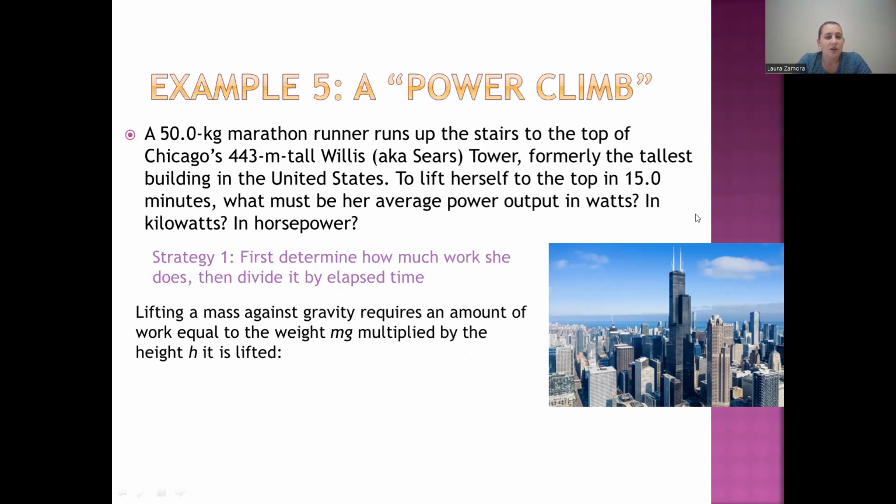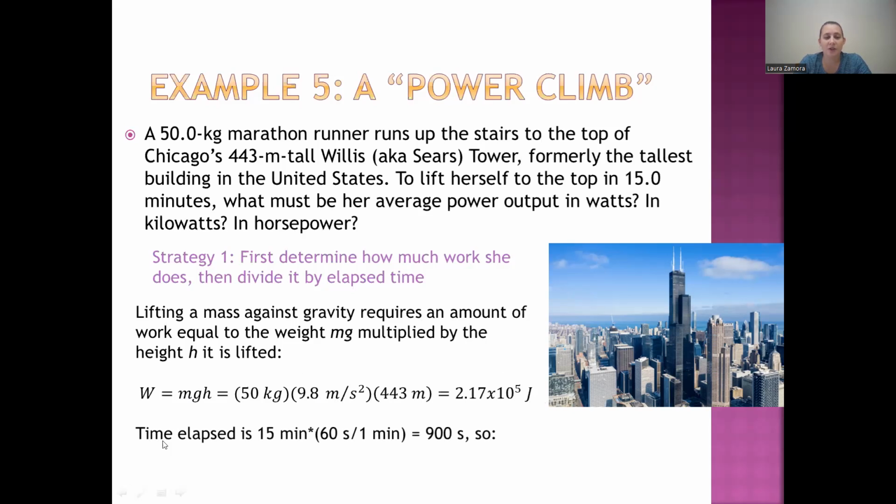Okay. So to lift a mass or to lift yourself against gravity requires work that's equal to the weight multiplied by the height, right? That force, the weight, mass times g, is the force, multiplied by the height, that's our displacement. So work is force times displacement. So mass is 50 kilograms, g is 9.8 meters per second squared. The height is 443 meters. So that gives us a work of 2.17 times 10^5 joules.